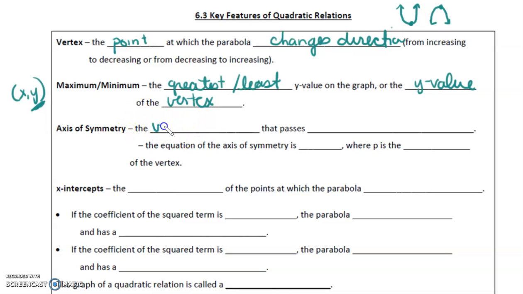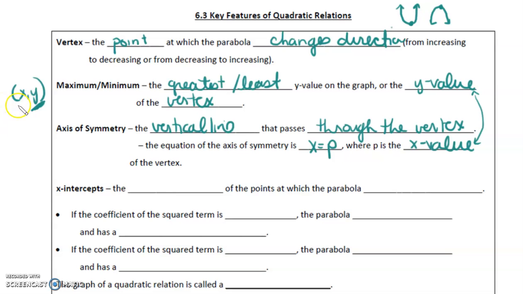Okay, the axis of symmetry is the vertical line that passes through the vertex. The equation of the axis of symmetry is x equals p, some number, where p is the x coordinate, the x value. So if we have the axis of symmetry, the x value, that's going to be the axis of symmetry. This is going to be the max or min. And on the graph, it's that vertical line where the parabola is symmetric.